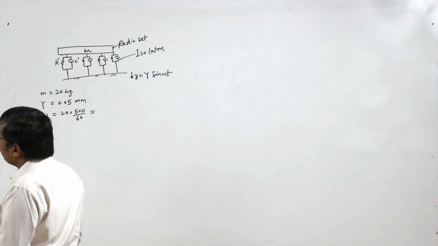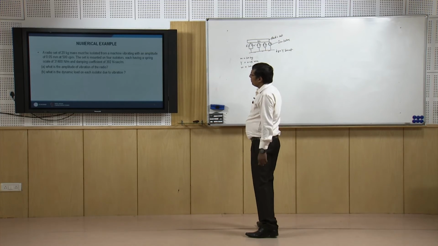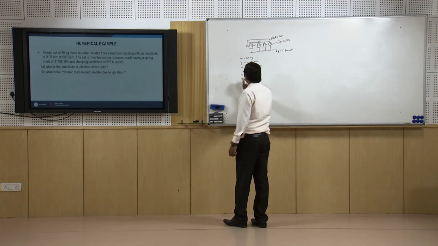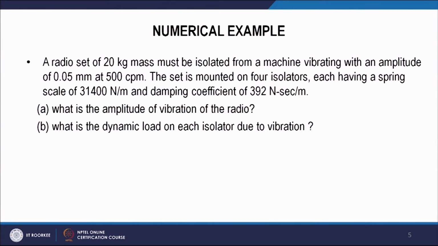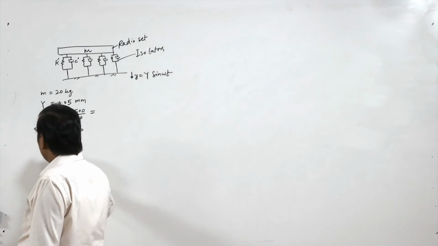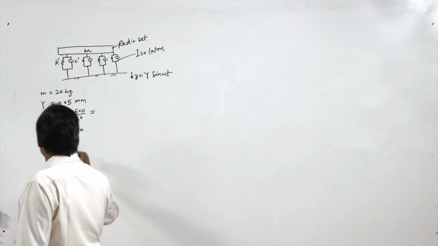Then the set is mounted on 4 isolators. So, we have 4 isolators each having a spring constant. So, k', that is the spring constant for one spring, is 31400, and damping coefficient c' is 392.